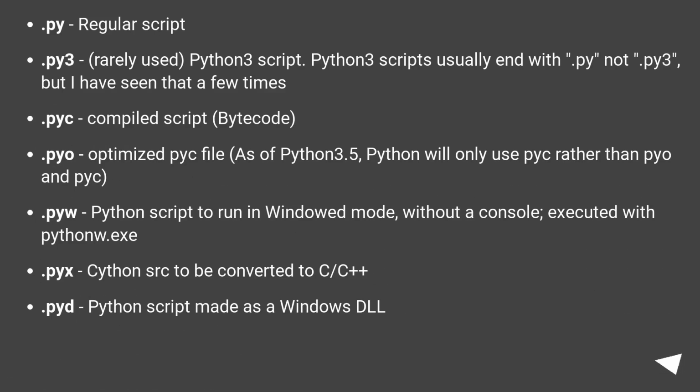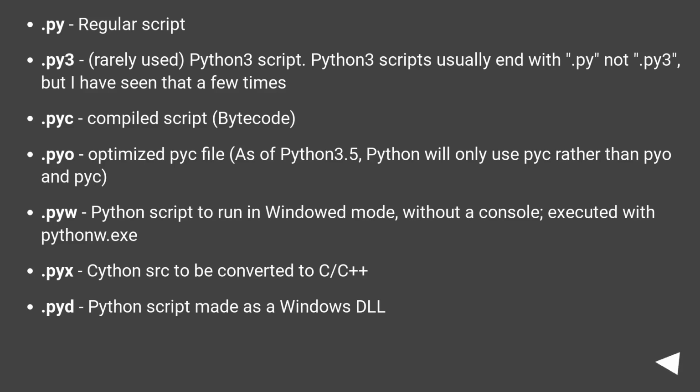.py, regular script. .py3, rarely used, Python 3 script. Python 3 scripts usually end with .py, not .py3, but I have seen that a few times. .pyc, compiled script, bytecode. .pyo, optimized .pyc file. As of Python 3.5, Python will only use .pyc rather than .pyo and .pyc.